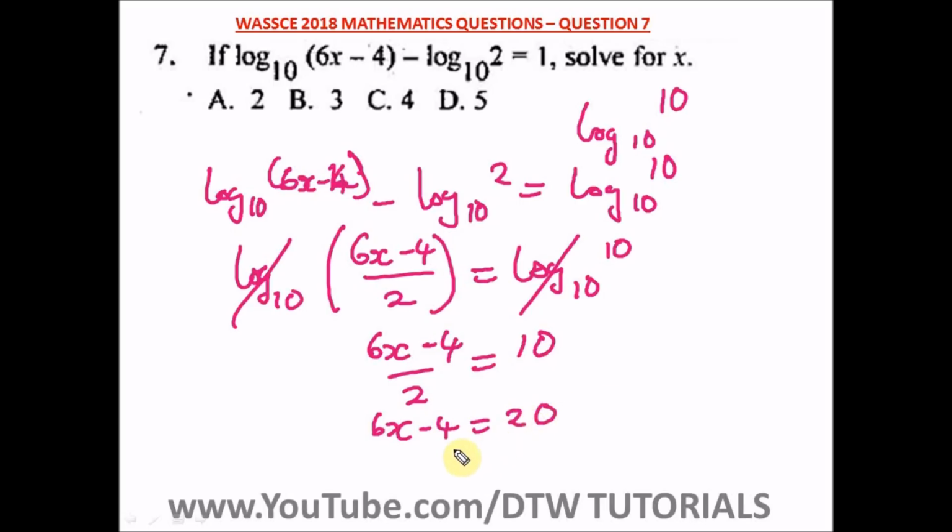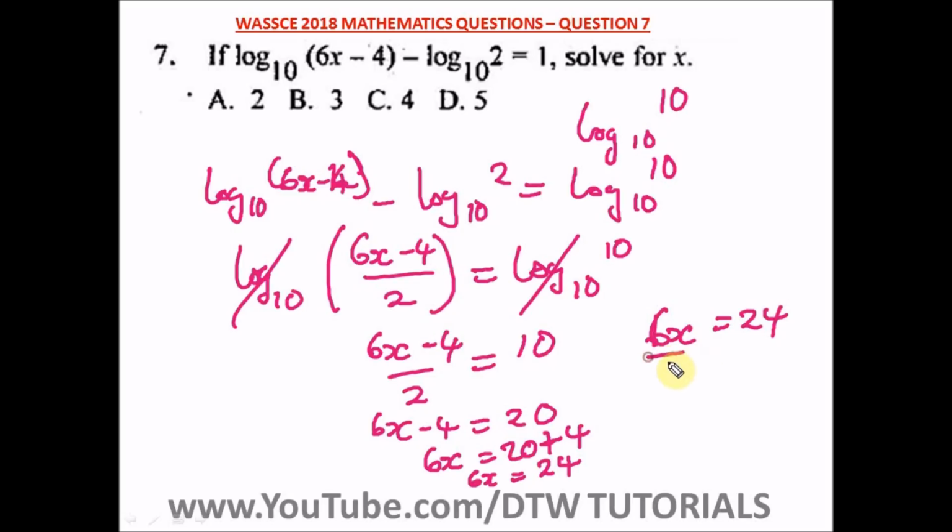Okay, so from here, what do we have? Take minus 4 to this other side. We have 6x equal to 20 minus 4. And what is 20 minus 4? Taking minus 4 to this side, we have a positive. Okay, so we have 6x is equal to 24. So we have here 6x equal to 24.